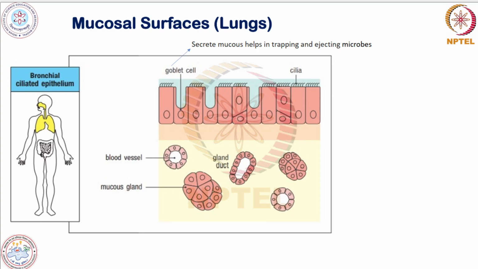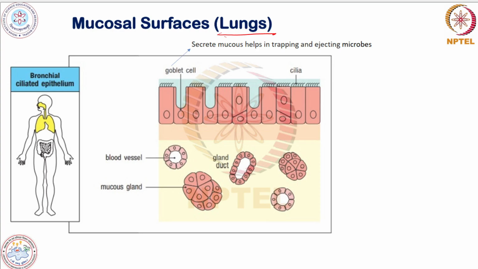So the mucus surfaces are also present in our lungs. As you know, the lungs are constantly exposed to airborne pathogens because we breathe in so many pathogens with the air. So these lungs have developed a specialized defense system to trap and remove microbes before they can cause harm. There are different types of cells and layers present in the lungs.